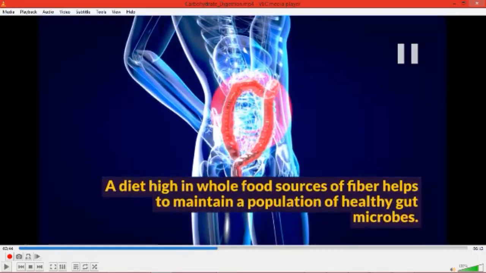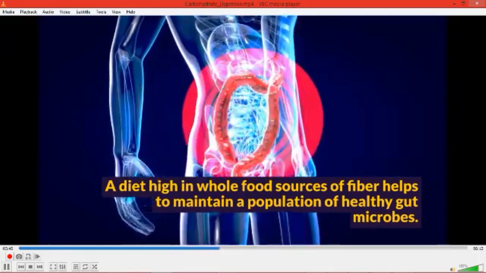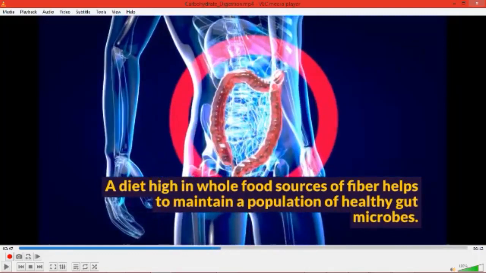Then also, it is said that a diet high in whole food sources of fiber helps to maintain a population of healthy gut microbes. So the more you eat fibrous food, the more you might.